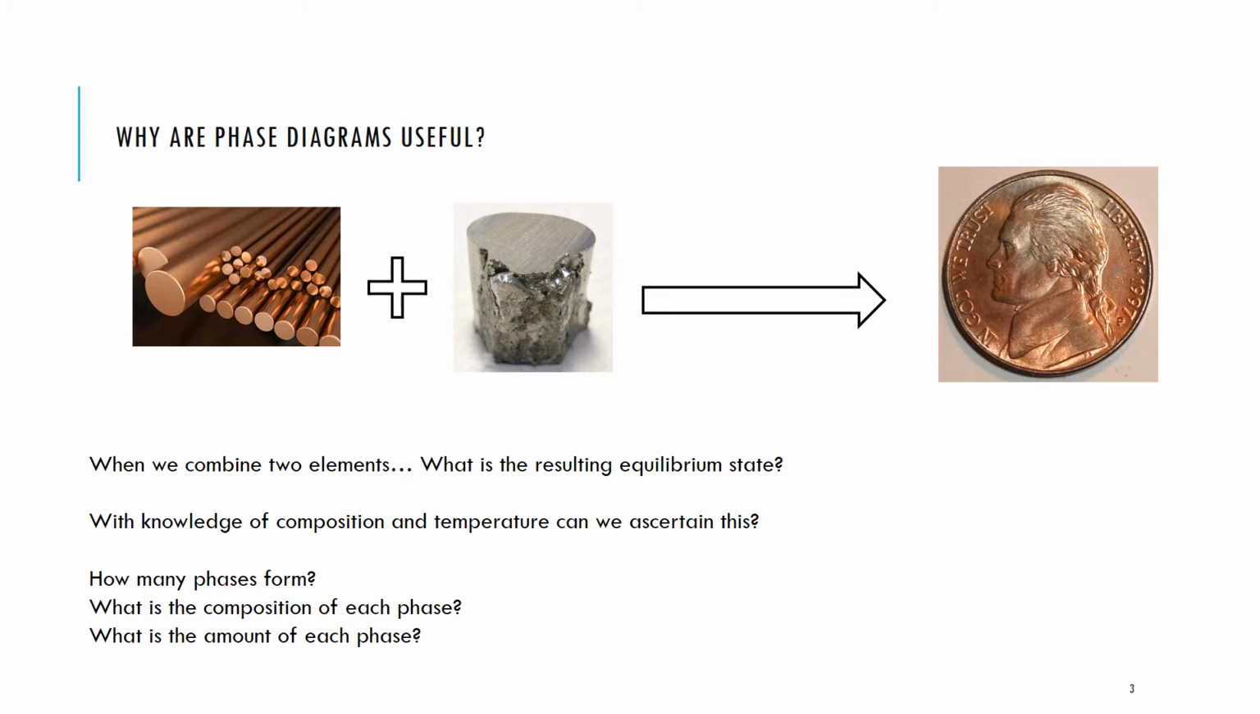And the handy thing about a phase diagram is that if we know something about the composition and the temperature of the system, then we can work out lots of interesting things. We can work out the number of phases that form, we can work out the composition of each of those phases, and we can work out the relative amounts of each of those phases. So phase diagrams are a useful tool. You can think about them a little bit like road maps. As long as you know the coordinates, and in this case, for a simple phase diagram, those coordinates are composition and temperature, then you can work out a lot of information about the structure and the composition of the material, in this case an alloy, under study.